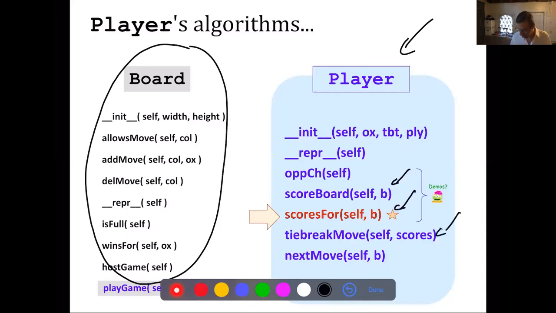What do we do if there are ties between two different scores? What should our next move be, right? All these different methods are going to be the methods you're going to program to help you, in the end, evaluate the best possible move among all the moves available to you.